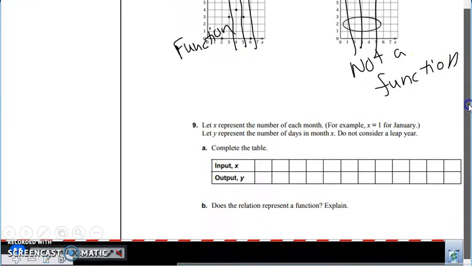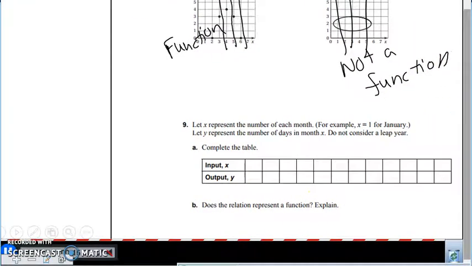All right, problem number 9. Let X represent the number of each month, input month. Let Y represent the days in the month. Do not consider a leap year. Complete the table. So 1 is January, and how many days are in January? Let me go ahead and look that up because I don't have it memorized. Hopefully you guys do.